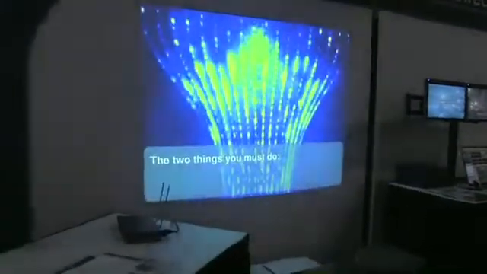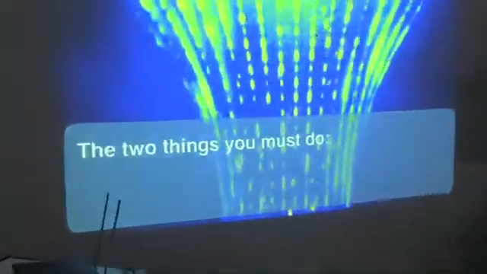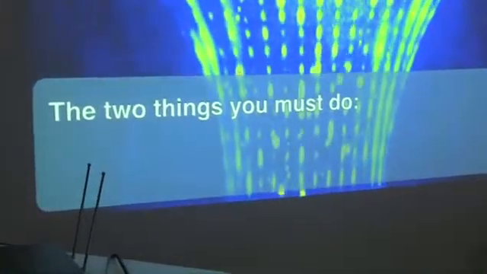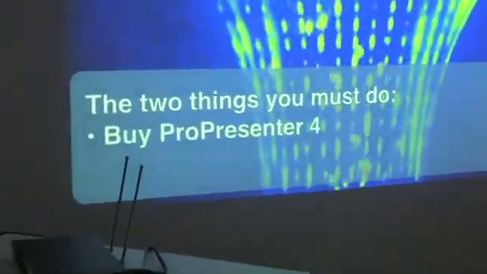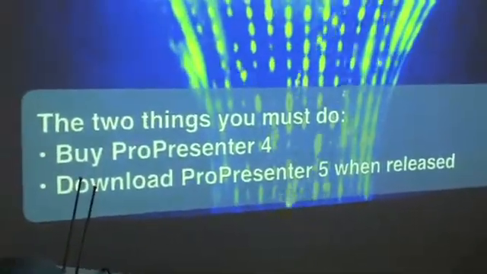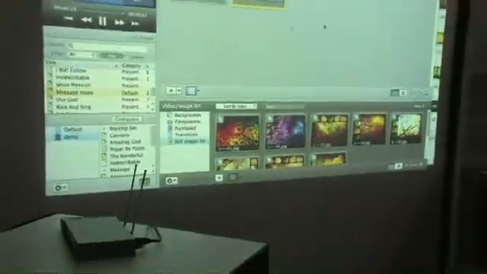So just to demonstrate that, I've got 2 different bullet points. This is not a subliminal message in any way, this is just sample text. The 2 things that you must do: number 1 is buy ProPresenter, and number 2 is download ProPresenter 5 when it's released. So just, it's subtle hints or whatever.